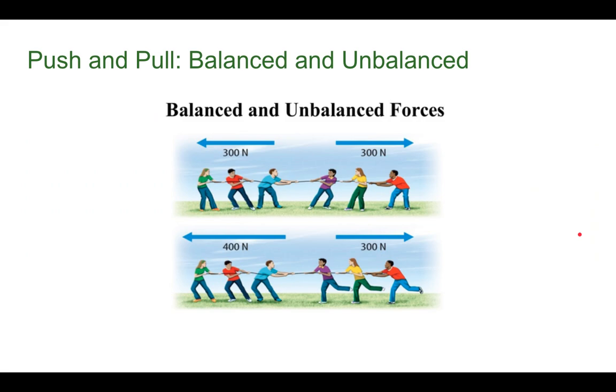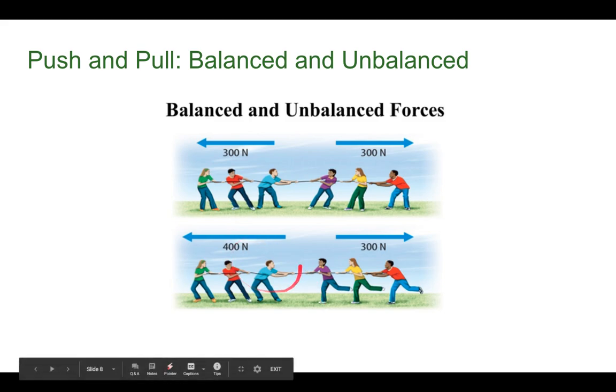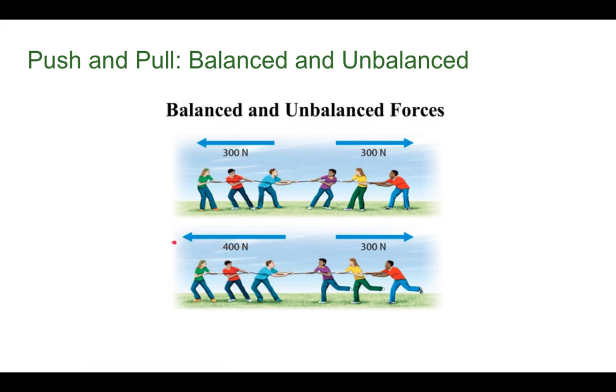So here we have an example of balanced and unbalanced forces. 300 newtons is pulling this direction, and 300 newtons of force is pulling this direction. So the object won't move. The rope will stay where it is. Below, however, there's 400 newtons pulling left and 300 newtons pulling right. So since there's an unbalanced force, the rope will move in this direction.